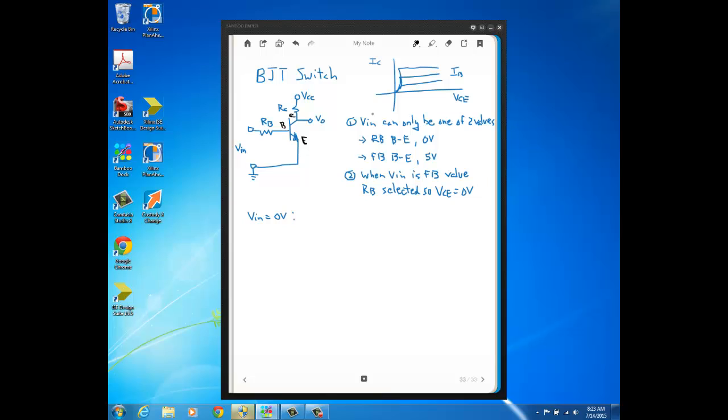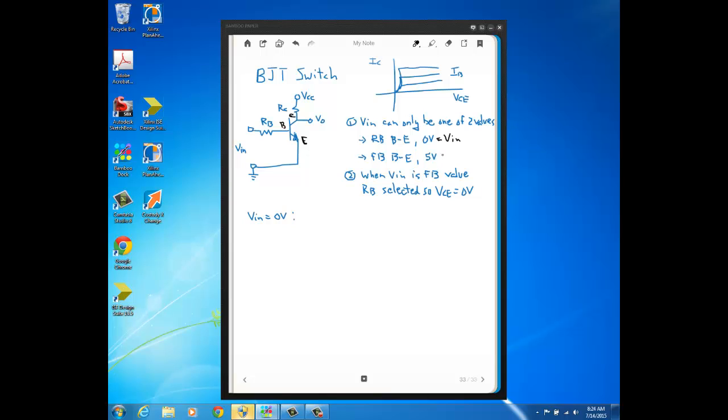Now, very important, there are two conditions that must be satisfied for the BJT to be operated as a switch. The first is that this input voltage can only be one of two values. One of the VIN values reverse biases the diode that's between the base and the emitter of the BJT, and typically the value that's used for VIN is 0 volts for this. Any value that reverse biases this base to emitter can be used, but most often we just use 0 volts. And then the other value of VIN has to be a value that forward biases this diode between the base and the emitter.